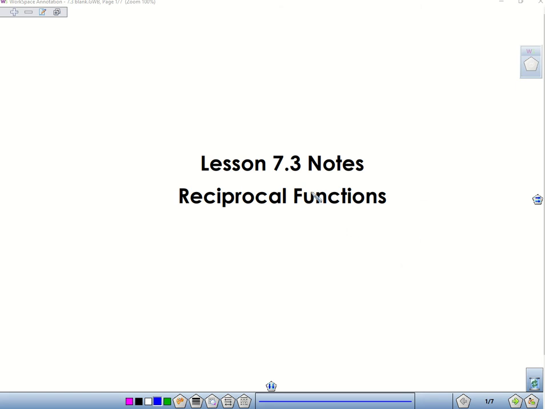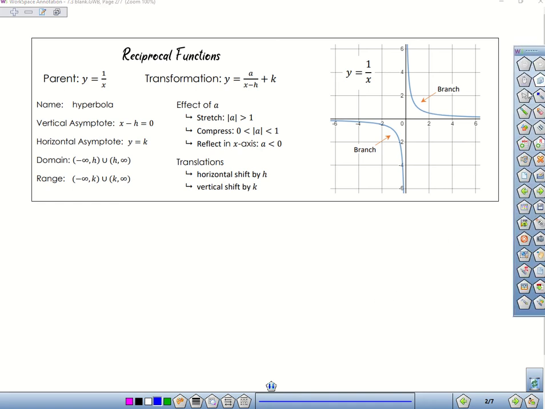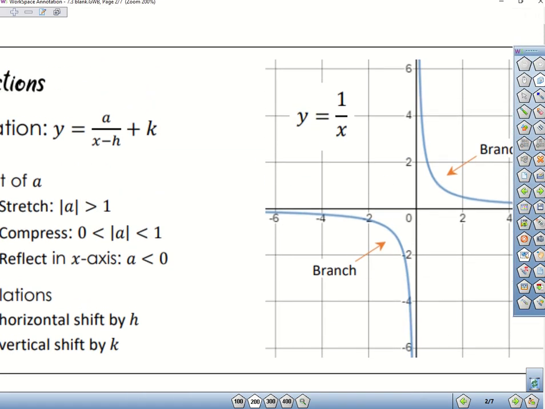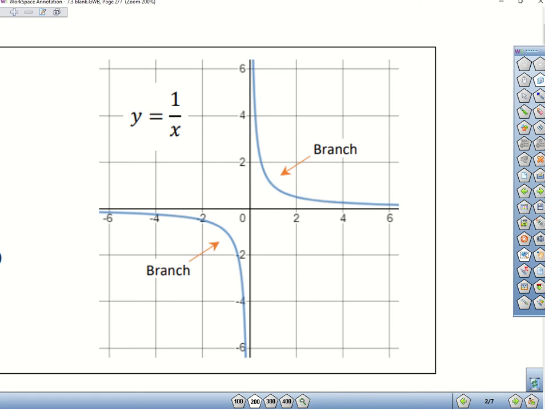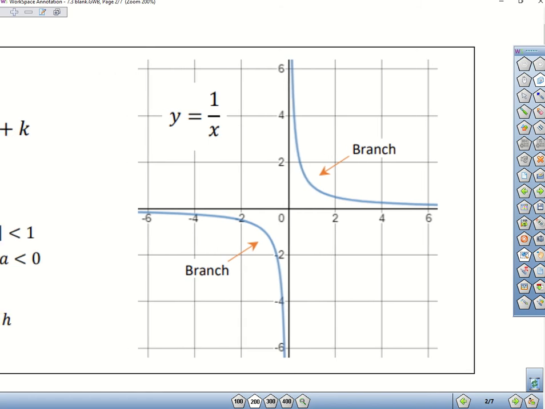Alright everyone, so today we're going to be doing 7.3, which is going to be reciprocal functions. So to get started with this lesson, let's talk about what a reciprocal function is. The parent function for a reciprocal function is going to be y equals 1 over x. Knowing that, why do you think it's called the reciprocal function? Because it's the reciprocal of the first function, which is like flip. I mean, yeah, it's the reciprocal of a linear function, right?